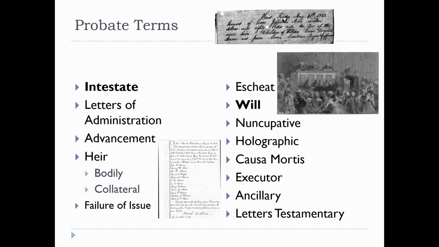If you see somebody had a failure of issue, that just means they don't have any direct descendants. Sons, grandsons, granddaughters, anything like that. They failed to issue forth offspring. It's a good way of thinking of it. Your issue are your direct descendants. So if you see that term used in a probate context, it's going to be your direct descendants.